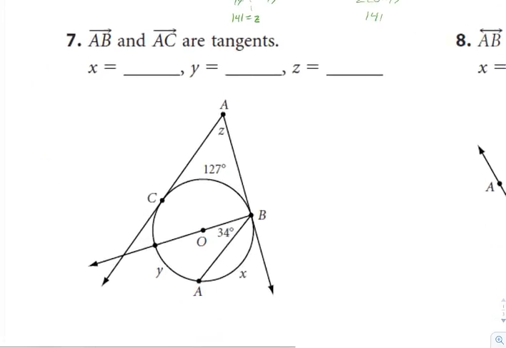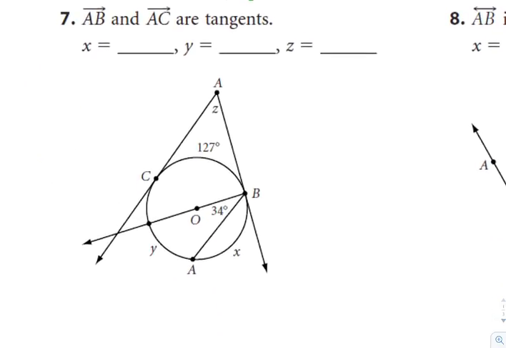Okay, number 7. AB and AC are tangents, okay? So again, I notice a lot of things here. I notice I've got an inscribed angle opening up. Oh, right away I could get Y. Let's do that. Okay, I've got Z opening up to 2 arcs. I've got one arc, which is 127, and the other arc, which is X and Y, and I don't know both X and Y yet.